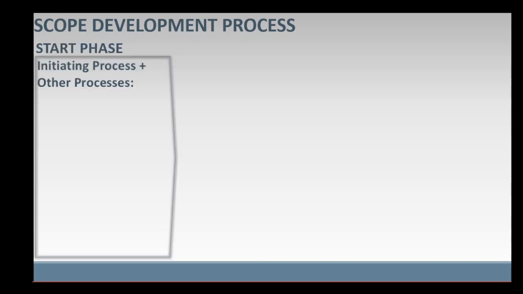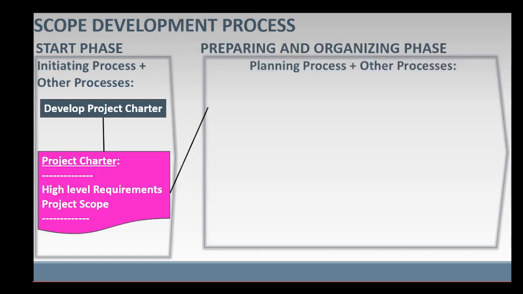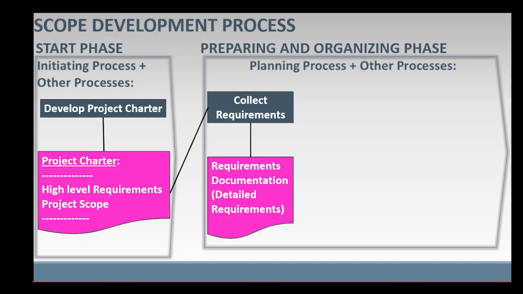We go through the following processes to produce detailed product and project scopes. At the start of a project, during the initiating process group, requirements and project scope are defined on a high level as part of the Develop Project Charter process to produce the project charter. During planning process group, the high-level requirements from the project charter are described in detail in the Collect Requirements process to produce detailed requirements documentation, which becomes one of the inputs to the Define Scope process.